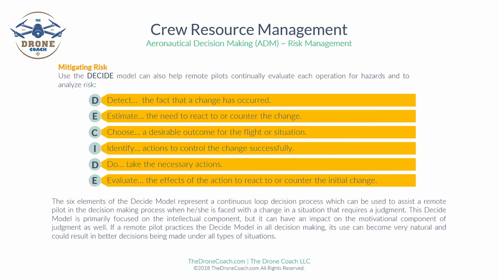So the 6 elements of the DECIDE model represent a continuous loop decision process, which can be used to assist a remote pilot in the decision-making process when he or she is faced with a change in a situation that requires a judgment. And this DECIDE model is primarily focused on the intellectual component, but it can have an impact on the motivational component of judgment as well. If a remote pilot practices the DECIDE model in all decision making, it can become very natural and could result in better decisions being made under all types of situations.